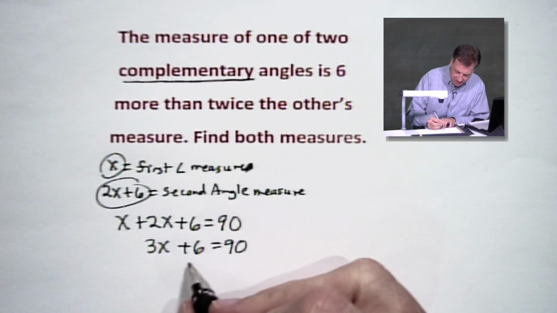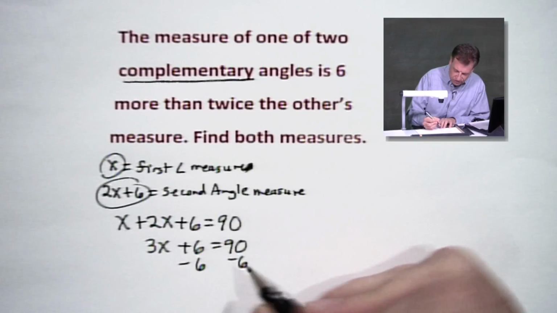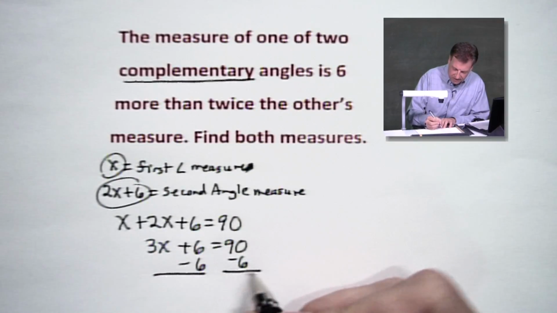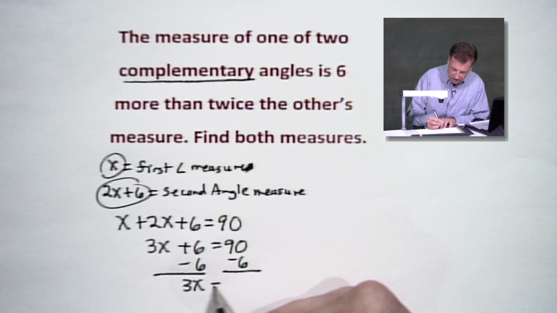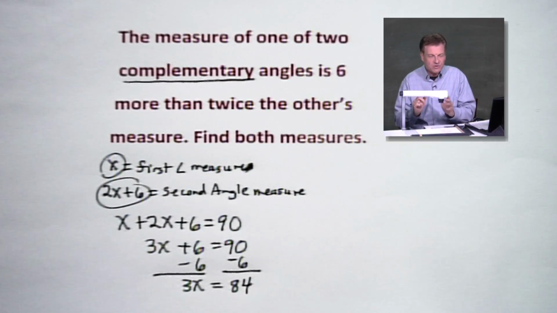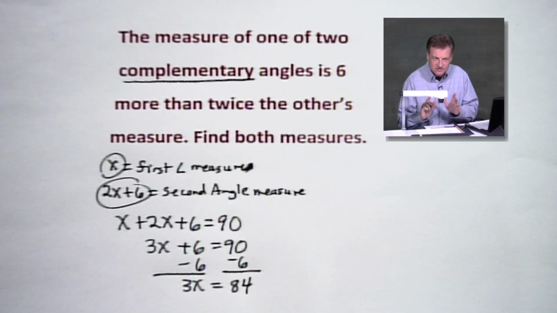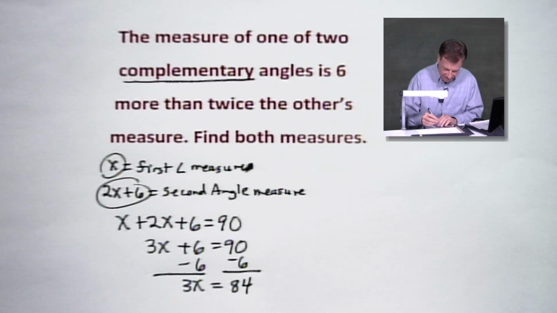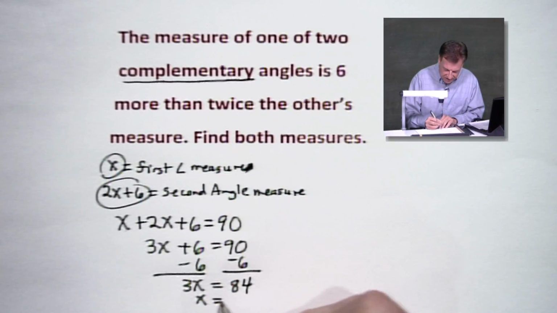And from there, what we want to do is to lose the 6. We're going to subtract 6 from both sides. We're going to pick up, it looks like, 3x equaling 84. And if you divide 3 into 84, it goes in there evenly. That's the good news. I was hoping we would have one that would definitely go in evenly. And we've got x equaling, it looks like, 28.